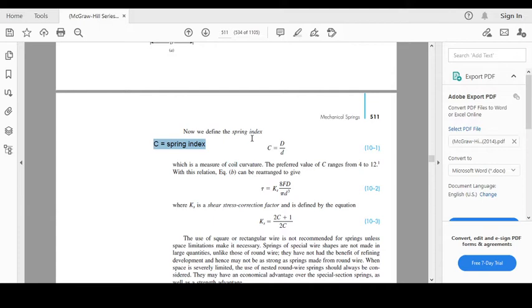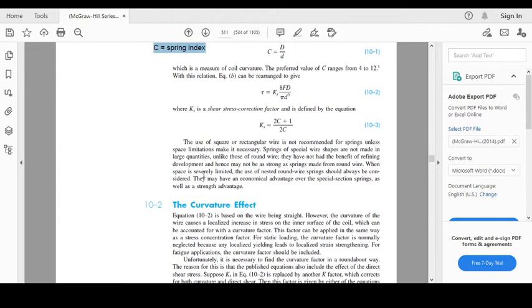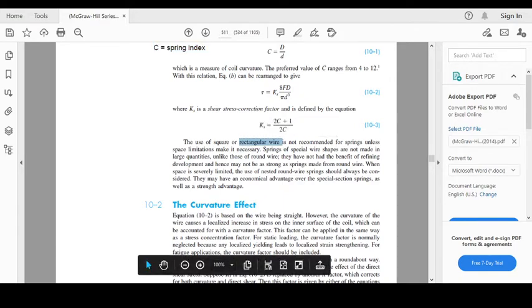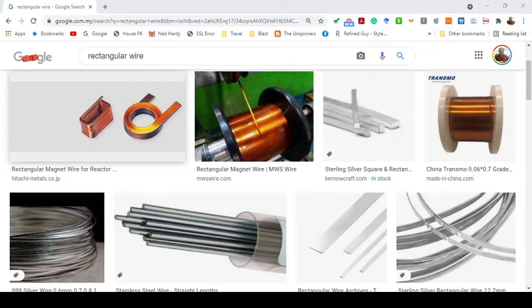The preferred value of spring index ranges from 4 to 12. With this relation, the equation can be rearranged as stress equals Ks times 8Fd over pi d to the power of 3, where Ks is the shear stress correction factor defined by Ks equals 2C plus 1 over 2C, with C the spring index. The use of square or rectangular wire is not recommended for springs unless there is a space limitation. What is a square or rectangular wire? I just Googled it to make you understand. This is a square wire. This type of square wire is not recommended for springs.